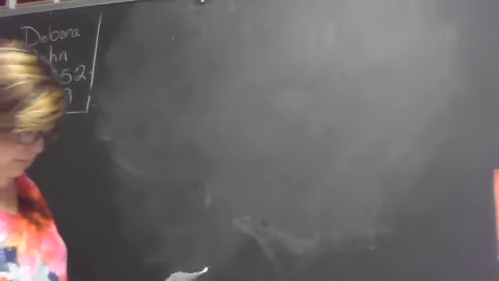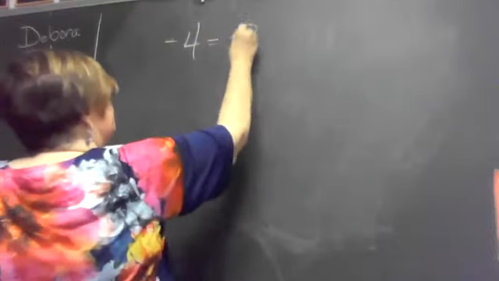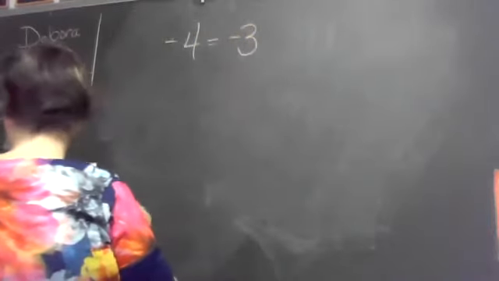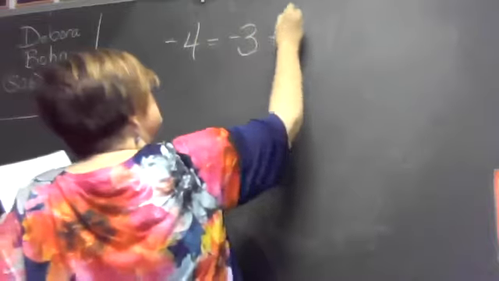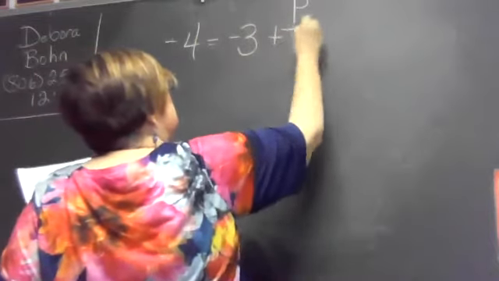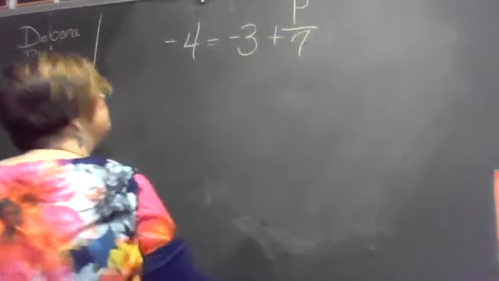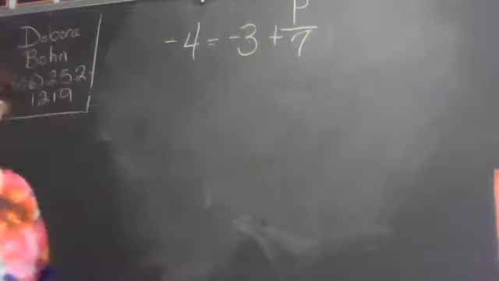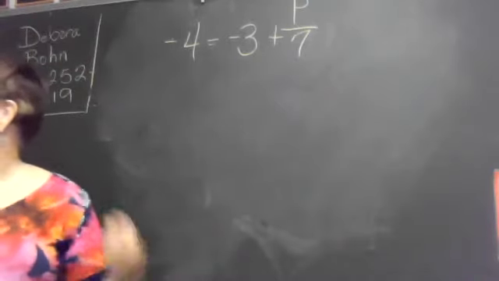This is a good one. -4 equals -3 plus p over 7. Okay?